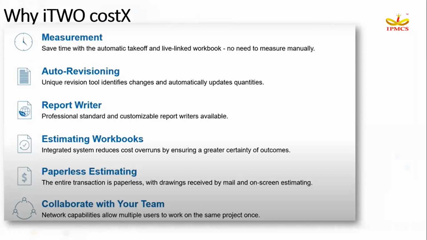And we also saw the estimating workbook or the spreadsheet based workbook. So it is an integrated one, where it helps you to reduce cost overruns because you can maintain your accuracy in quantity takeoff and in your estimate. So it helps you in ensuring greater certainty or accuracy in your project. And we saw this complete solution is a digital estimation solution, so we can avoid all paper transactions, and the entire estimation we can make in a paperless way. And finally, Costex is a solution which helps us to collaborate with our team more effectively with a network option, so that multiple people can work on the same project at the same time.